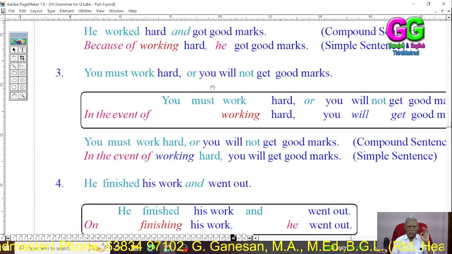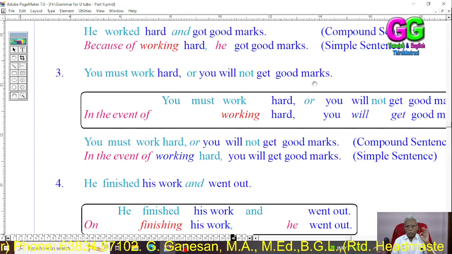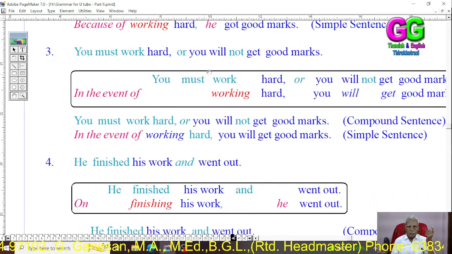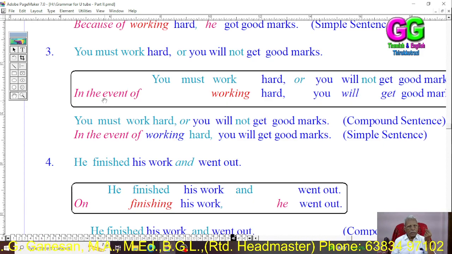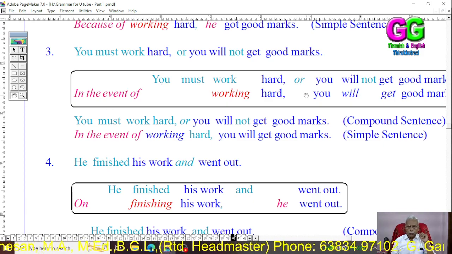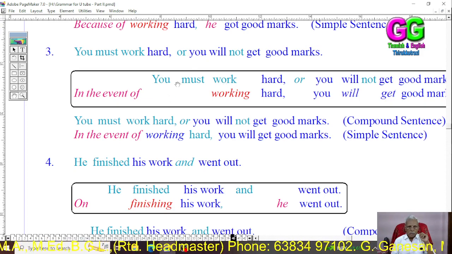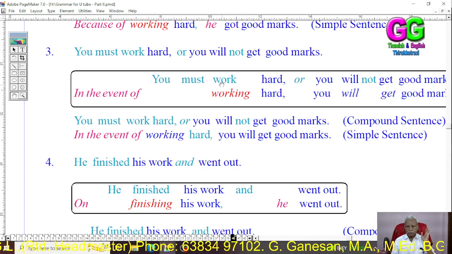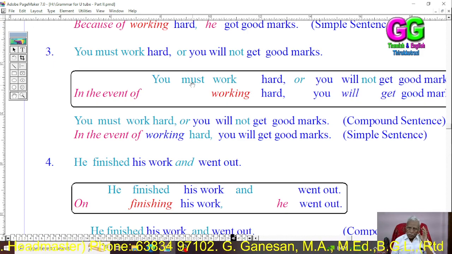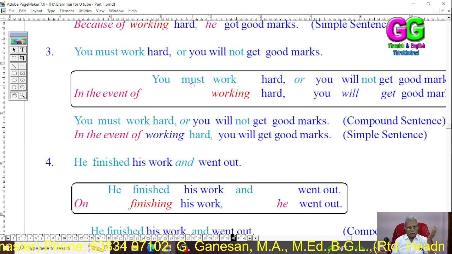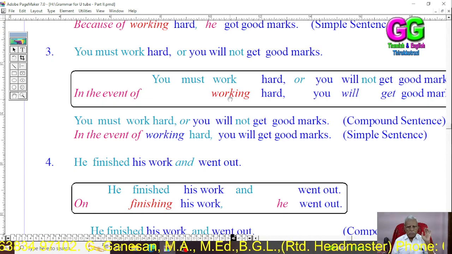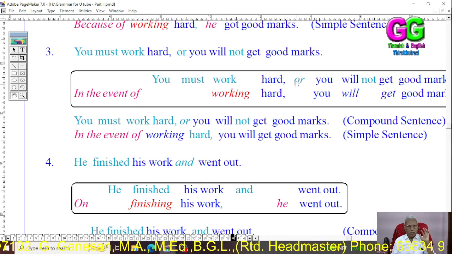You must work hard, or you will not get good marks. You must work hard, otherwise you won't get good marks. See, its phrases are "in the event of" or "in case of". When "must" or "should" precedes the verb, when there is the auxiliary verb must or should, there should be a pronoun subject. So "must" is dropped. "Work" as present participle is "working". Then the compound conjunction "or" is removed.